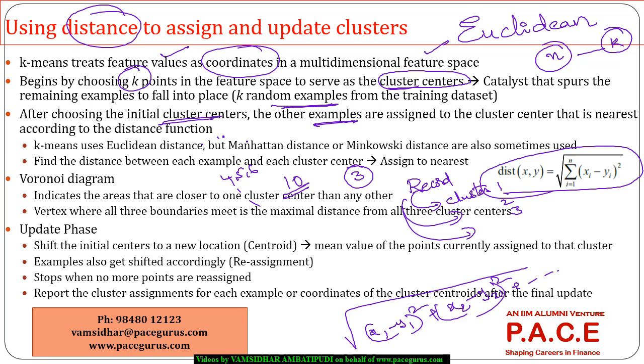That closeness is computed through a distance function, and in this case the distance being used is Euclidean distance. Again, there are some algorithms that use Manhattan distance or Minkowski distance or some other kind of distance. So we are trying to find the distance between each example and each cluster center. Whichever cluster center the distance comes out to be the least for, we assign that particular example to that particular cluster.